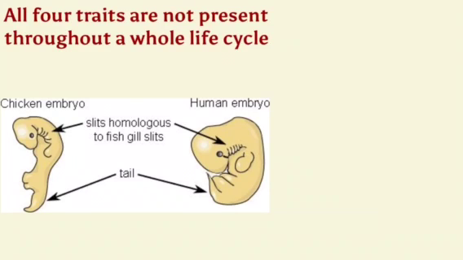And here I have an example of the human embryo showing slits that are in fish, or in some of the amphibians. They are present in humans in the embryonic stages. Which brings up a key point here, that all four traits are not present throughout a whole life cycle. So as a human embryo, still developing, humans have these slits, and we also have the post-anal tail. For the most part, our tail disappears by the time we're born.